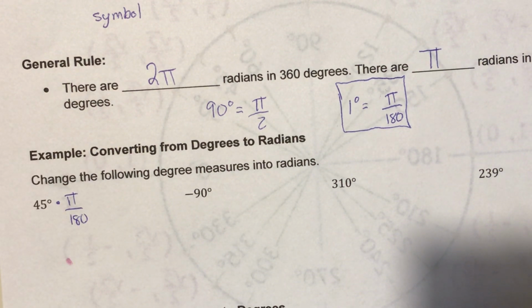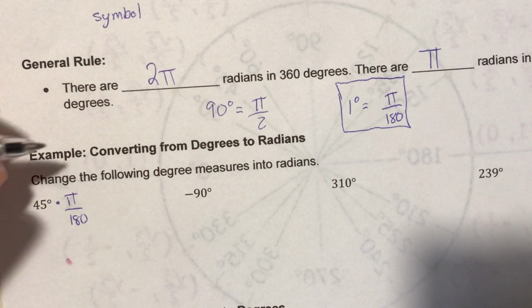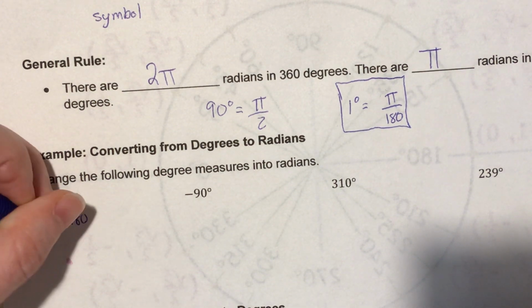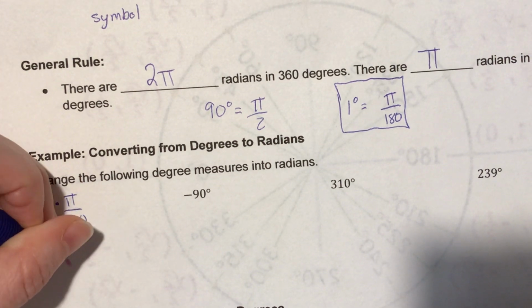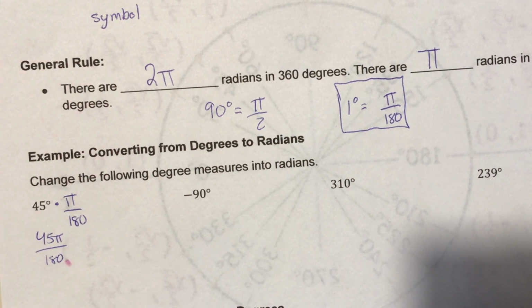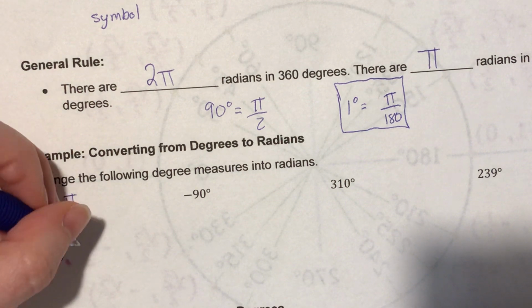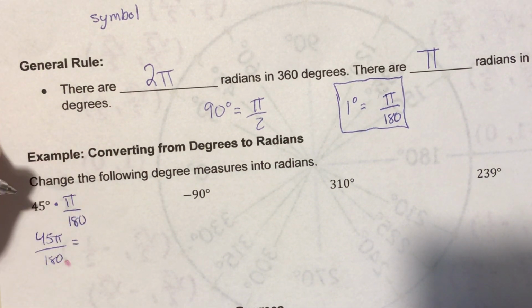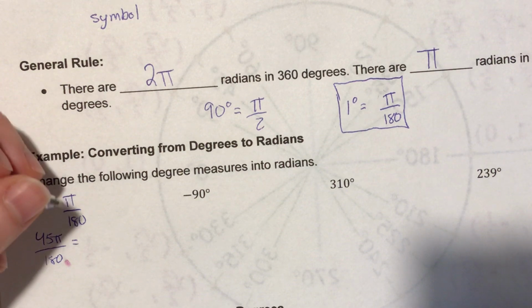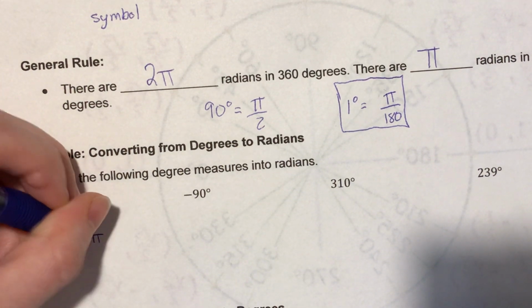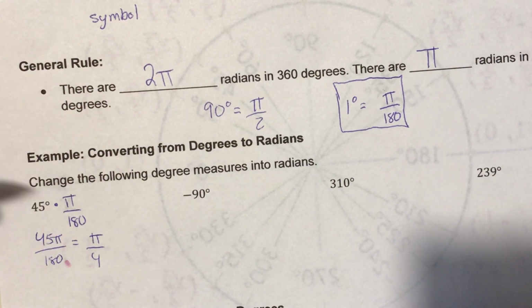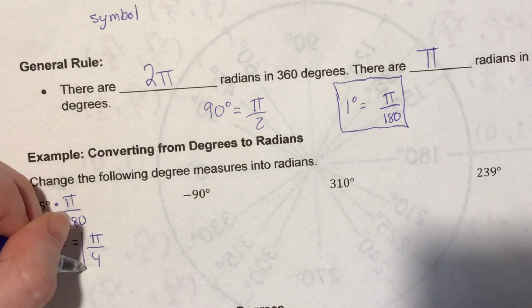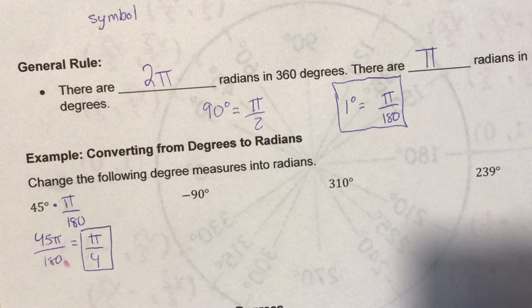Okay? And so that's going to be like 45 pi over 180. And then we can just figure out how big actually is that. We want to reduce this fraction. All of our radian measurements should be in reduced fractions. So 45 over 180 reduces to 1 over 4. So we're going to say that this is pi over 4, or 1 pi over 4. So 45 degrees is pi over 4 radians.